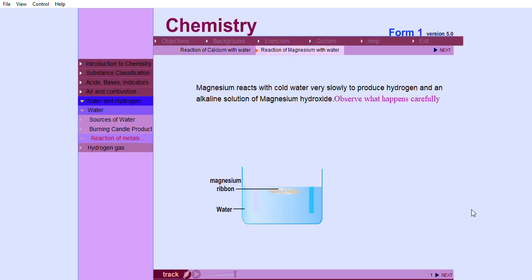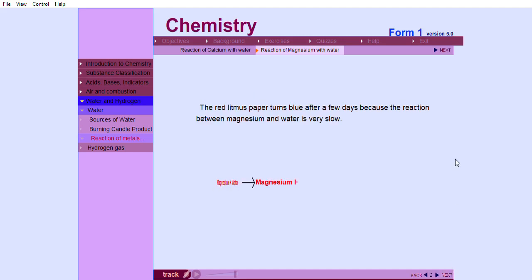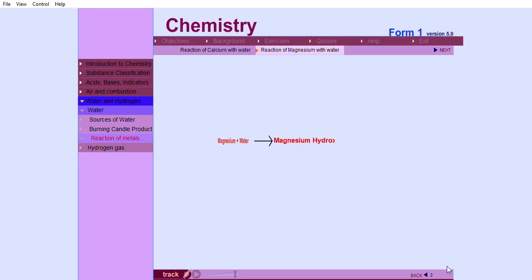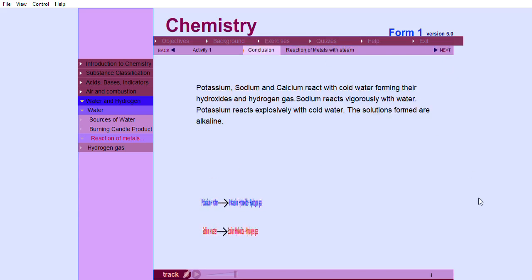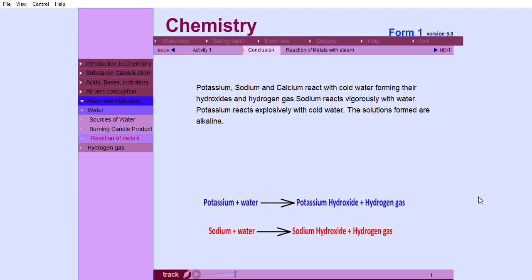Magnesium reacts with cold water very slowly to produce hydrogen and an alkaline solution of magnesium hydroxide. The red litmus paper turns blue after a few days because the reaction between magnesium and water is very slow. Potassium, sodium, and calcium react with cold water, forming their oxides and hydrogen gas.